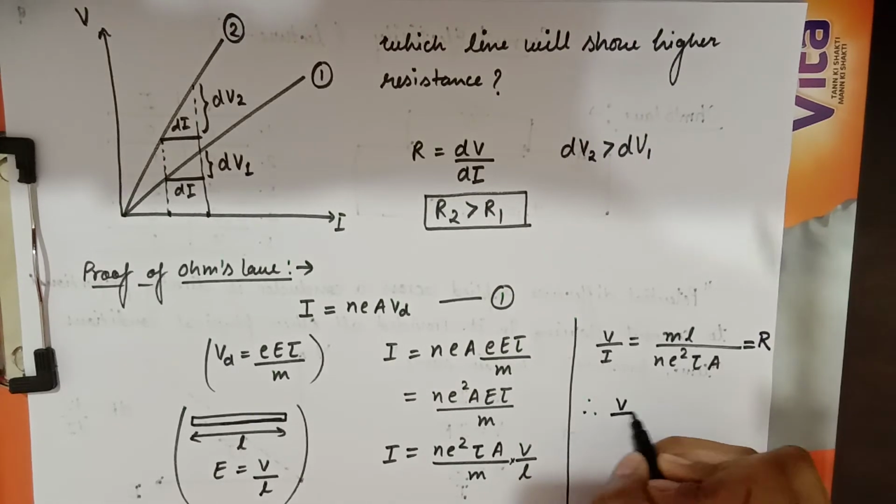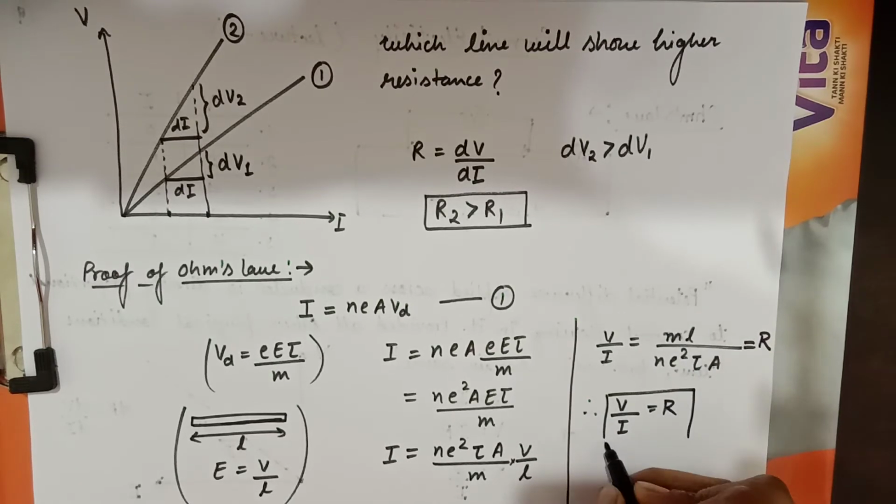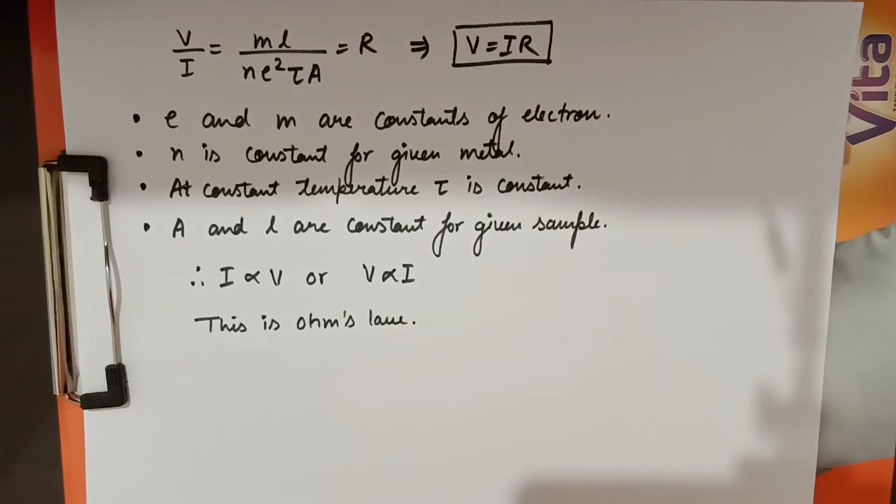So from here, V upon I is equal to some constant, and this constant is R. So I can write V is equal to I into R, and this is the proof of Ohm's law. Here e and m are constants of the electron, N is constant for a given material or metal. At constant temperature, τ is also constant, and A and L are constants for a given sample. So finally V equals IR, or I is directly proportional to V, or V is directly proportional to I. This is Ohm's law.